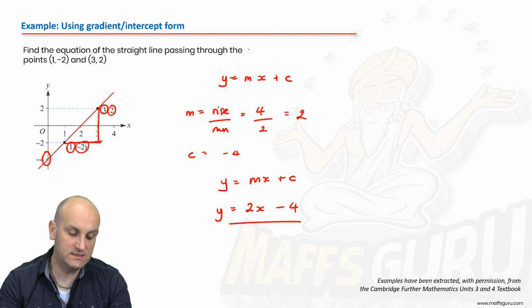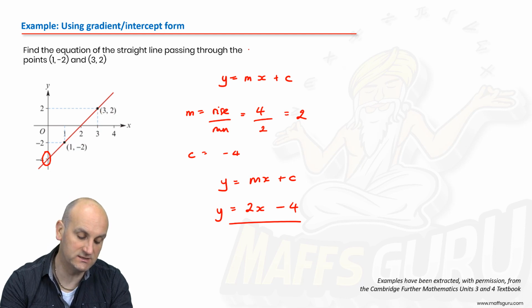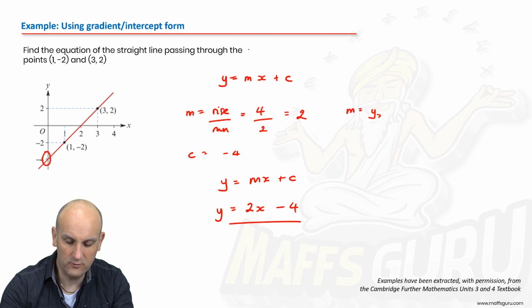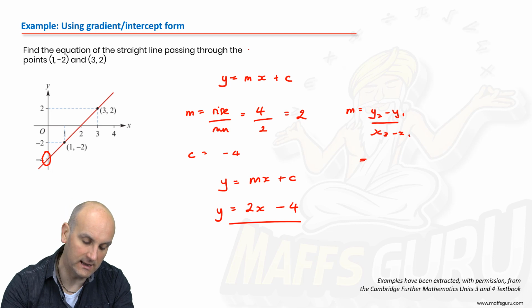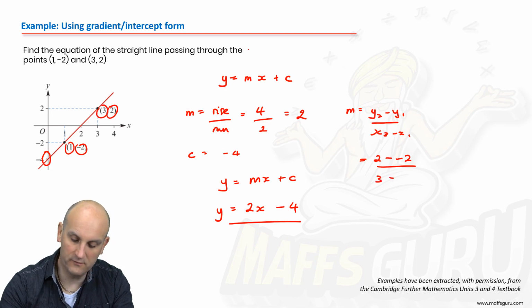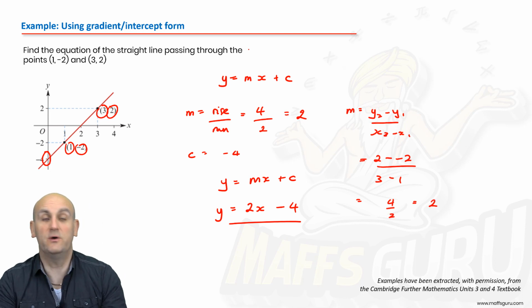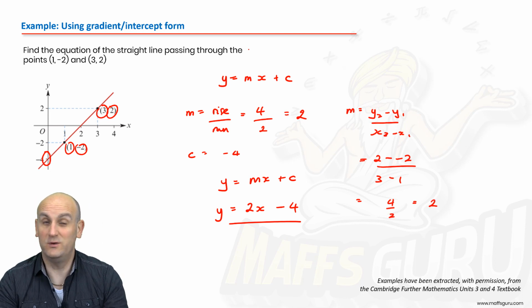Now again, we didn't need to do rise over run for this. We could have actually done it the other way again. We could have used that m was equal to (y2 minus y1) on (x2 minus x1). And again, our second value is 2 minus this value here of minus 2, divided by 3 minus this value here of 1. And again, we get 4 on 2, which equals 2. So either of those ways work. I know which one I tend to prefer.